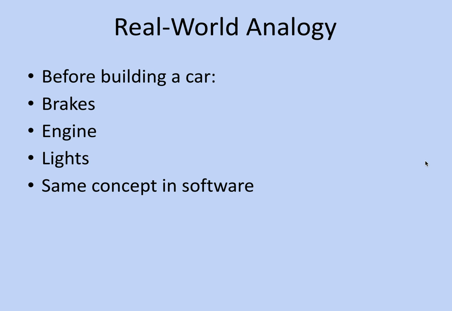So let's take an example of a car. We are building a car, and the car has different components like brake, engine, lights and gearbox. To ensure the car is working fine, first we will have to make sure its components work fine. The same concept will be followed in the software development process.